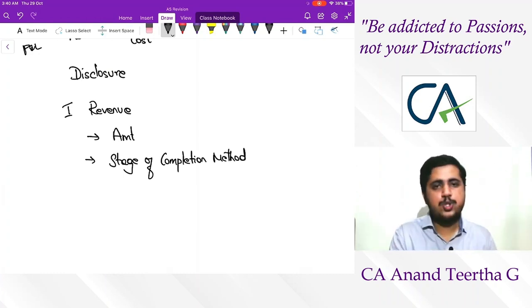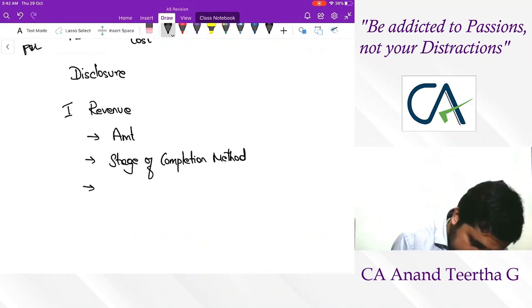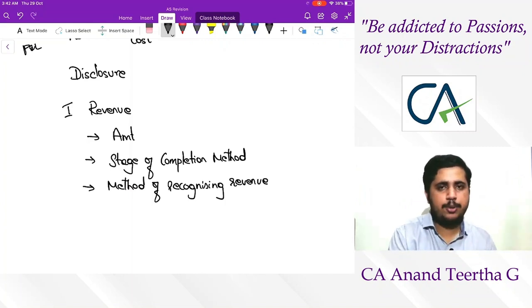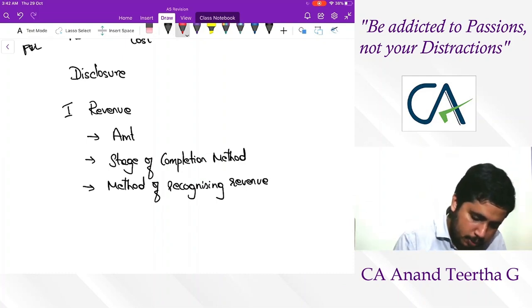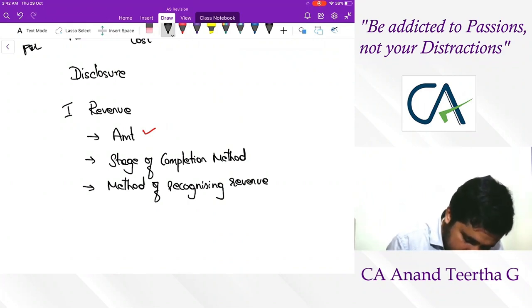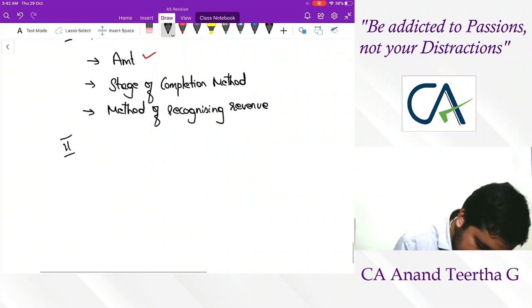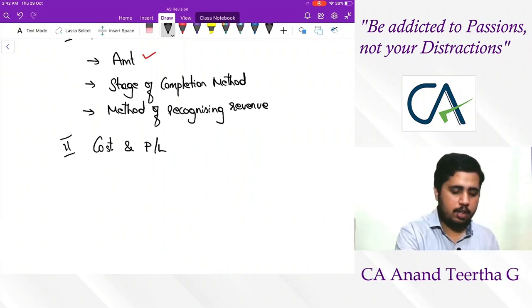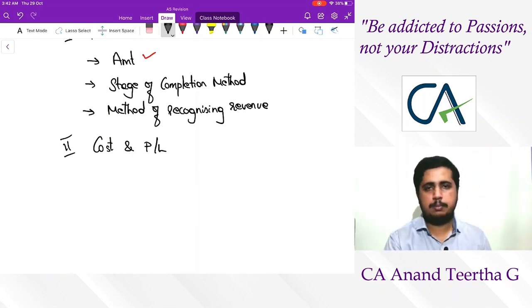So which method you chose for the stage of completion, the method of recognizing revenue. Okay, so these are the three things which I have to consider from revenue. Amount wise will be the first one. Then second thing, you have to disclose the cost and profit or loss. What are the costs incurred and what are the profit or loss which is supposed to be taken up.